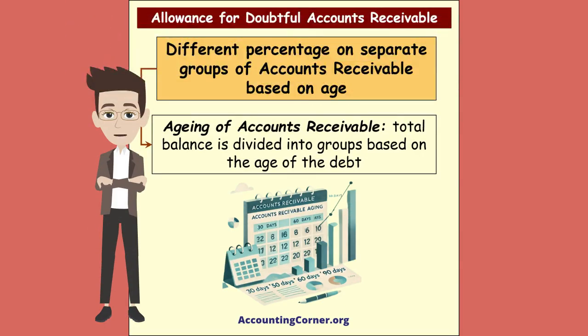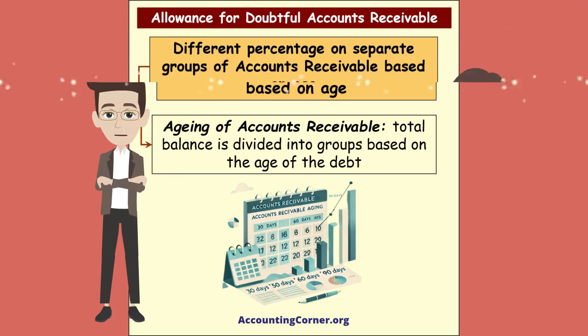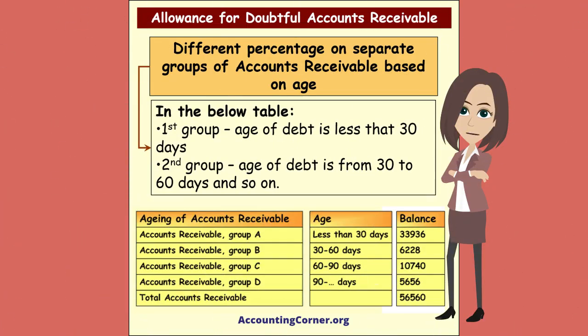Alternatively, a different percentage on separate groups of accounts receivable, based on age, is estimated. Receivables are often divided into different age groups, based on how long they've been outstanding. Older debts are more likely to become uncollectible, so higher percentages are applied to these older receivables. In this slide, we're looking at how different percentages are applied to separate groups of accounts receivable based on the age of the debt. Accounts receivable are categorized into groups, depending on how long the customer has delayed payment.